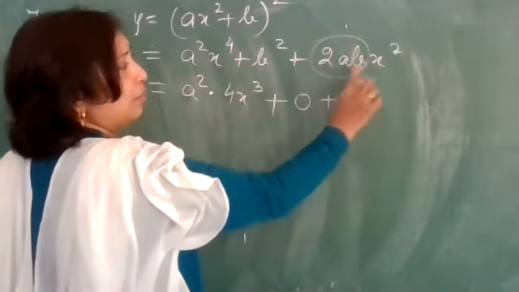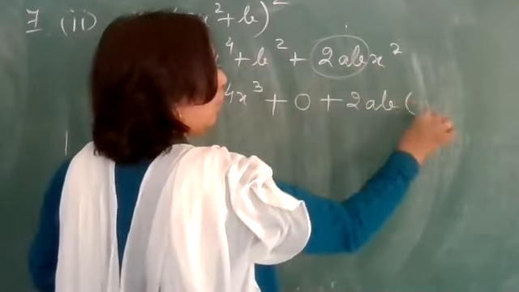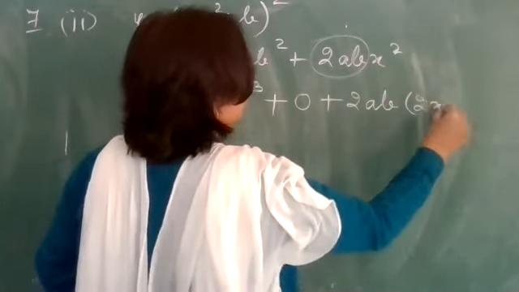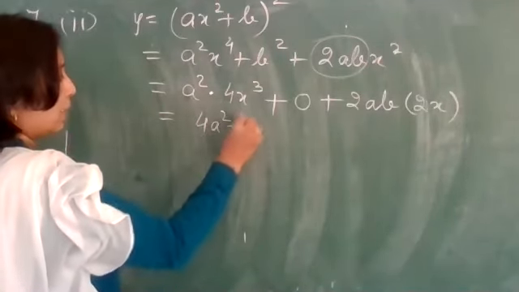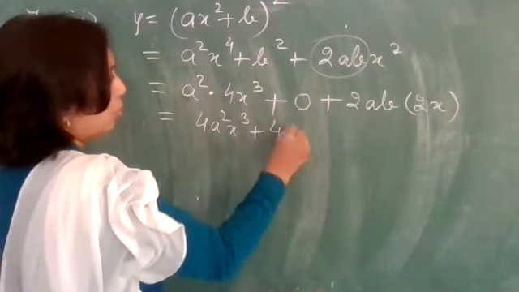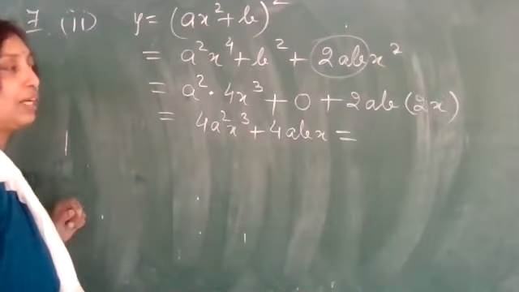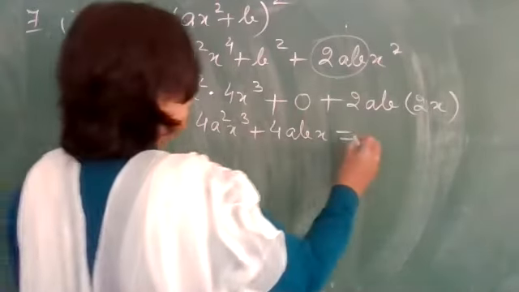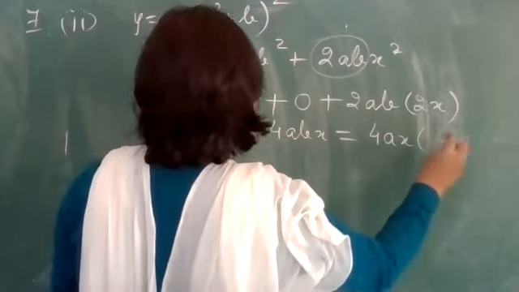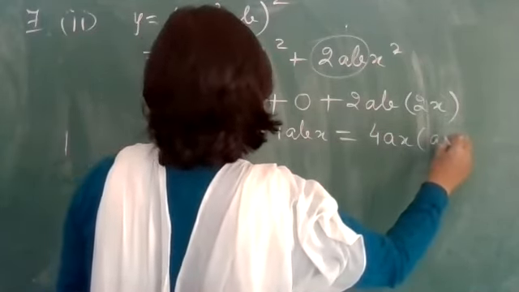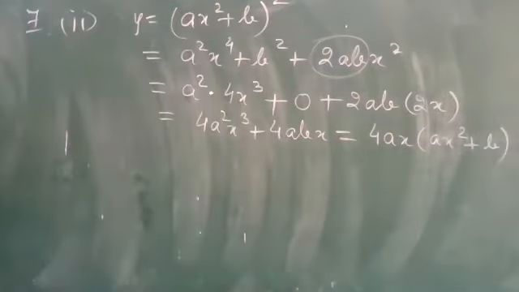Again, constant multiplied with variable, constant as it is, or 2x square का derivative 2x. Let's simplify and write down the terms: 4a square x cube plus 4abx. And if we can take something common, we always write them in terms of factors, right? So 4ax is common: 4ax (ax square plus b). So this is the derivative.